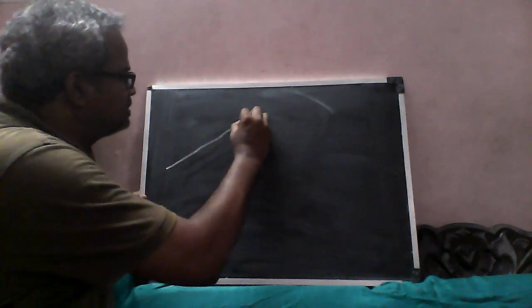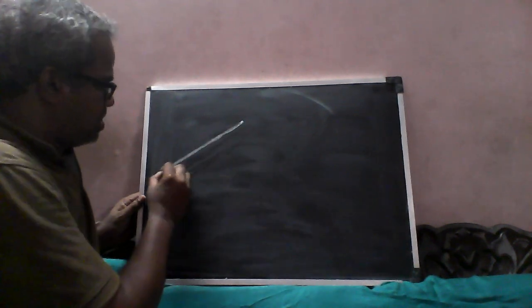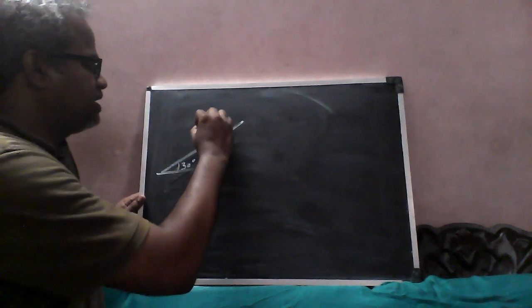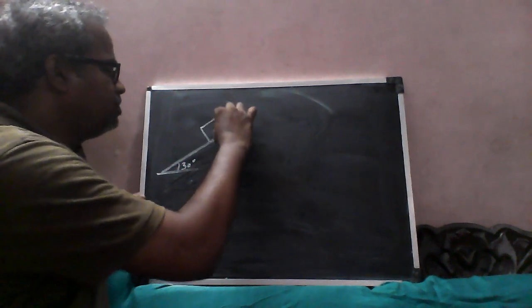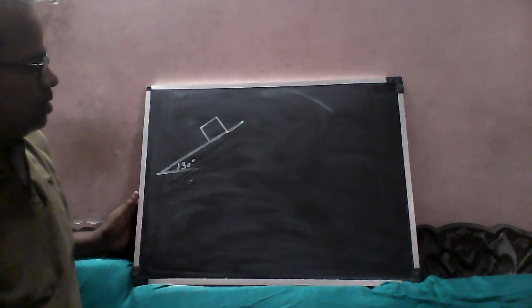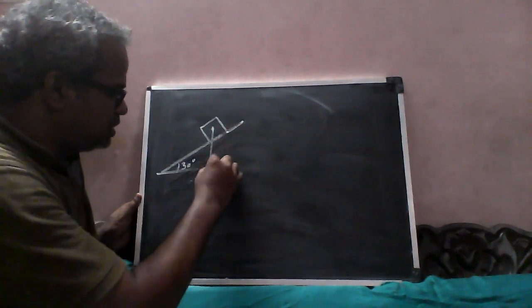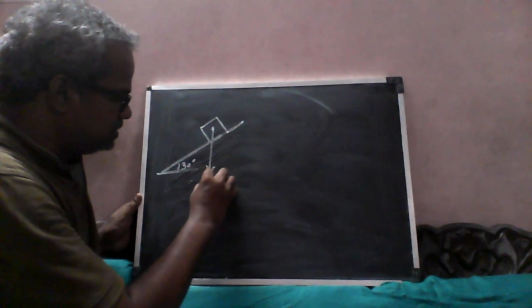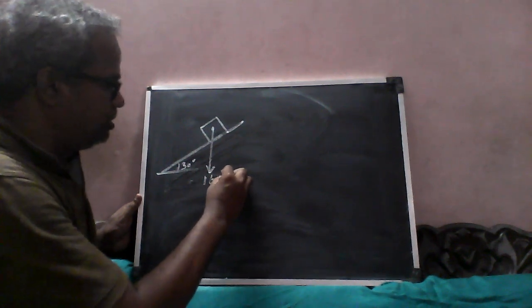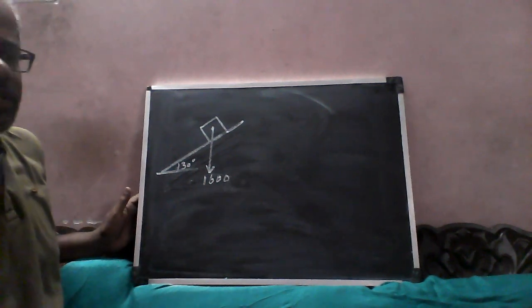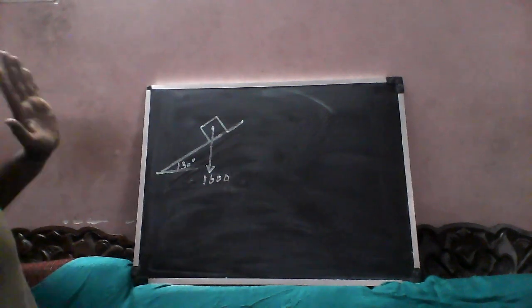A block is kept on an inclined plane which is 30-degree inclined to the horizontal. The block's weight is 1600 Newton, acting down. Always the weight will be acting downwards.